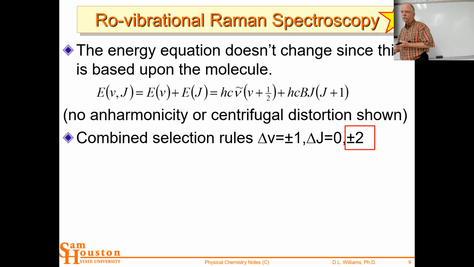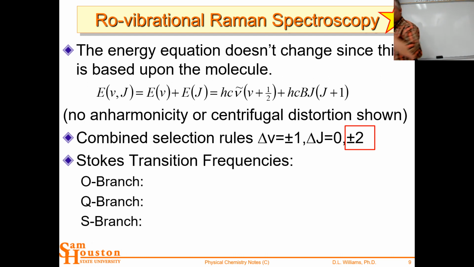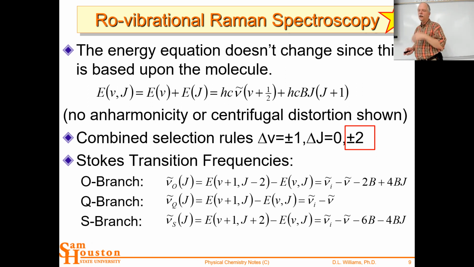So for the Raman spectroscopy, we can put in the selection rules and come up with the frequencies. Now these are the transition equations for the O, Q, and S branch. You can see this difference here. You've got the Raman shift for the vibrational transition, and then you've got a constant, like an offset, 6B for the S branch, or 2B for the Q branch, and then you have this slope here. The quantum number J increments linearly, and you have this slope of 4B in the Raman.